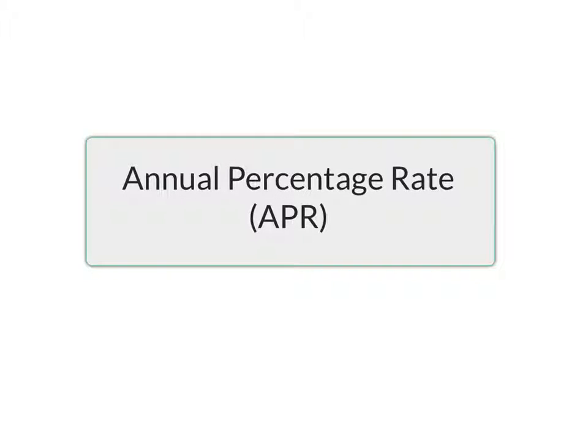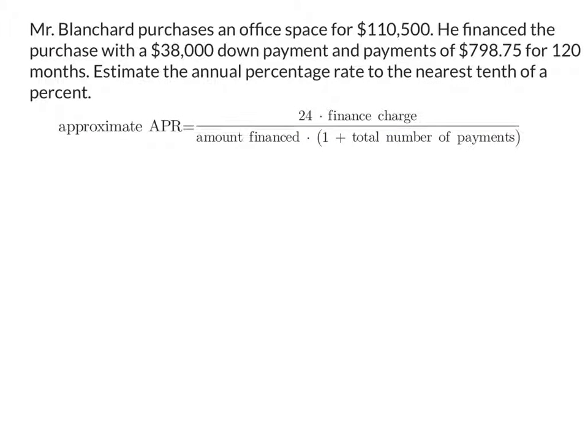The annual percentage rate, or APR. Mr. Blanchard purchases an office space for $110,500. He financed the purchase with a $38,000 down payment and payments of $798.75 for 120 months. Estimate the annual percentage rate to the nearest tenth of a percent. The formula for approximating the annual percentage rate is on the screen.